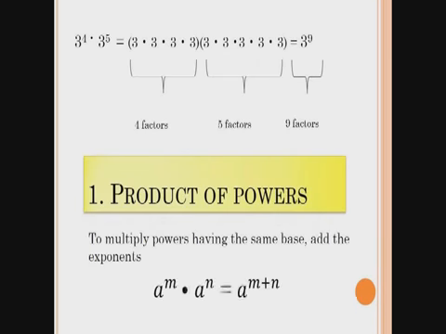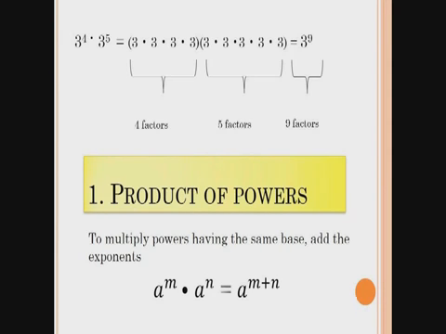If we are given 3 to the power of 4 times 3 to the power of 5, that will result in 3 times 3 times 3 times 3, that is 4 factors. 3 to the power of 5 is equal to 3 times 3 times 3 times 3 times 3, that is 5 factors. That will result in 3 to the power of 9, that is 9 factors.